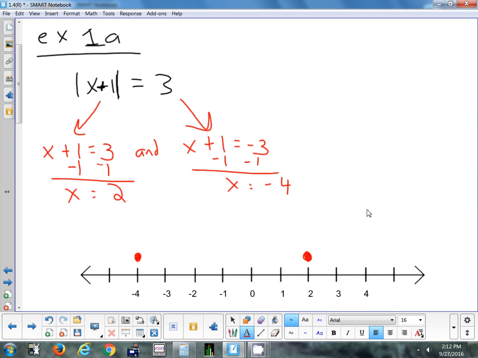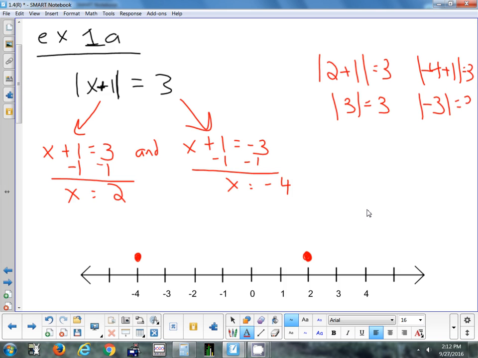So if I plugged in either of these numbers inside the absolute value, they would work. If I had the absolute value of 2 plus 1 equals 3, the absolute value of -4 plus 1 equals 3. 2 plus 1 is 3. And then -4 plus 1 is -3. The absolute value of 3 is 3. The absolute value of negative 3 is 3.